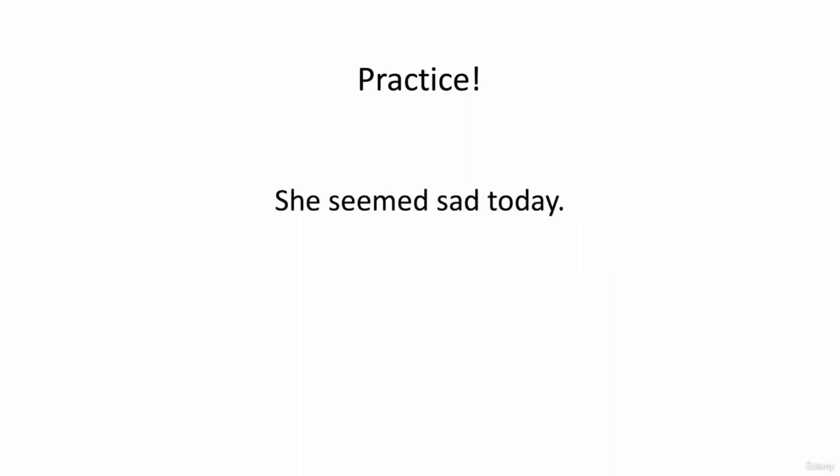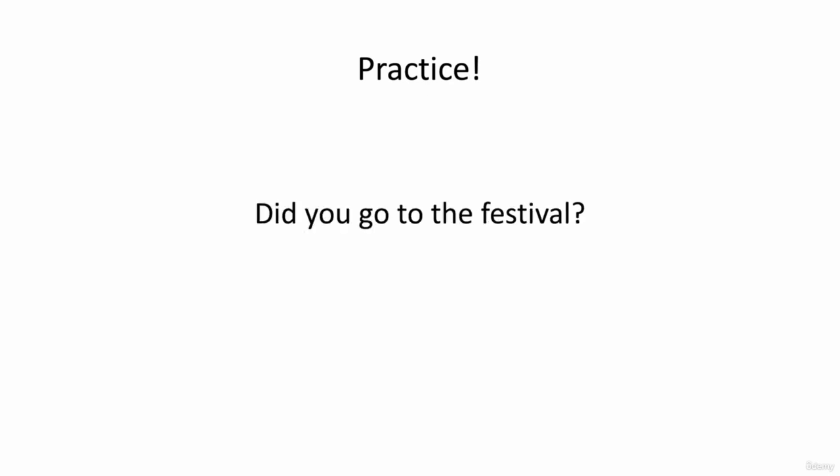She seemed sad today. There is one verb in this sentence, seemed, which is a linking verb. Did you go to the festival? We have two verbs in this sentence. The auxiliary verb did, which is used to ask a question, and the verb go, which is an action verb.